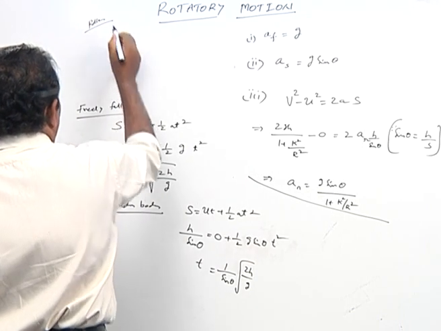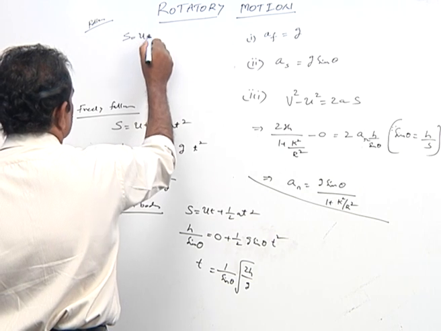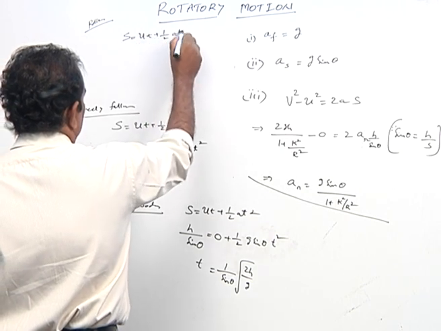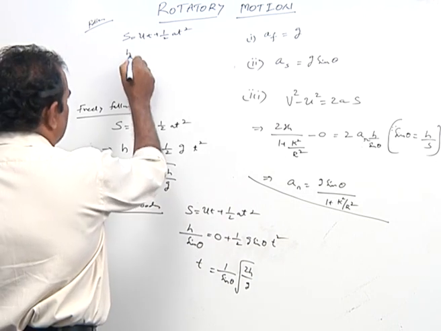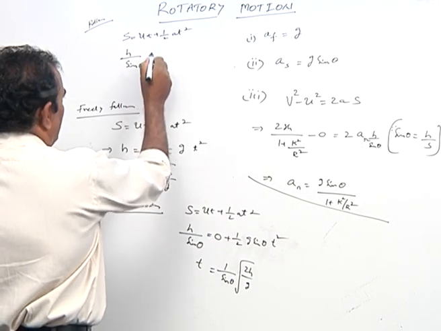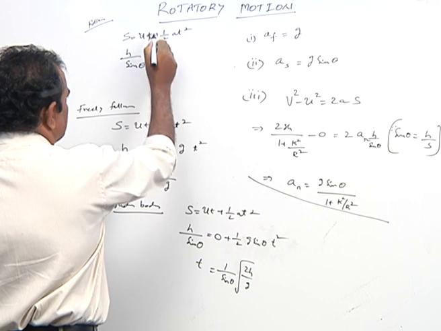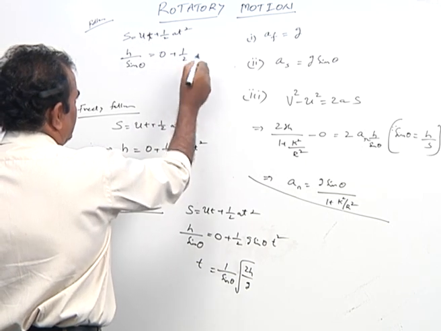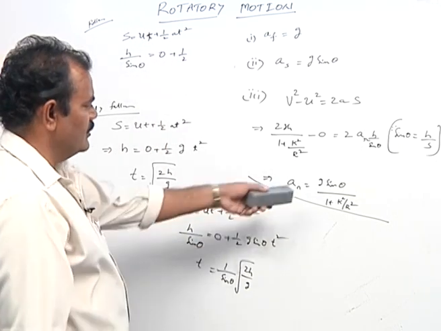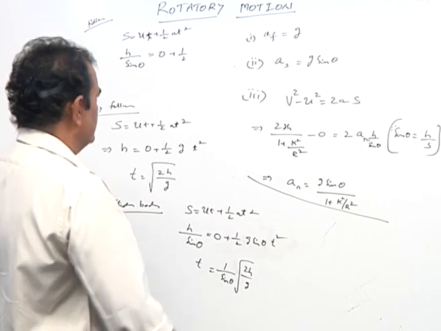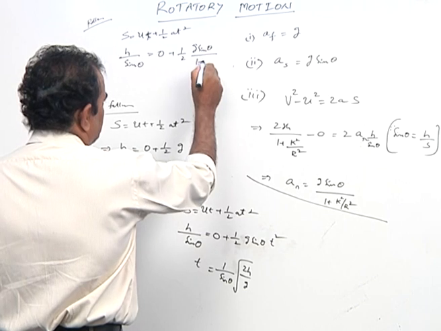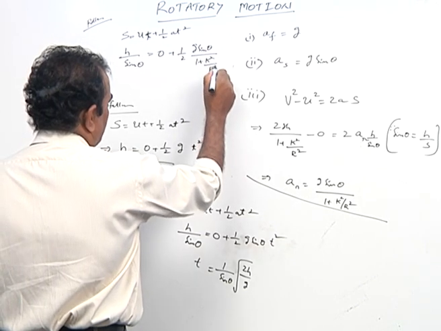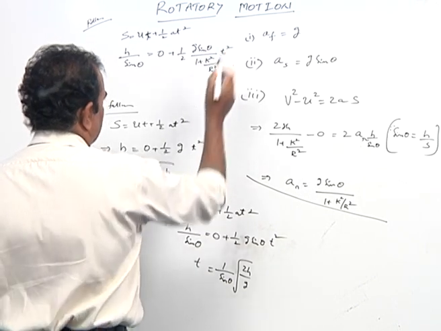We apply the same formula, S is equal to ut plus half at square. Here S is equal to h by sin theta, and ut plus half at square means u is 0 and it is 1 by 2, and a for that rolling body, as we have just now derived, is g sin theta by 1 plus k square by r square. And t square will be as usual.